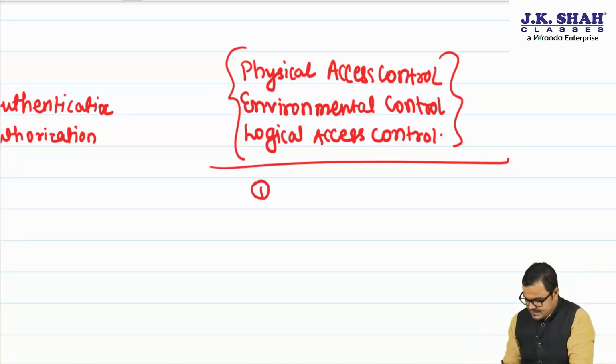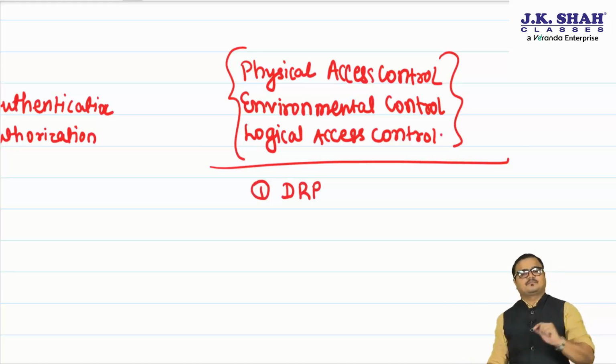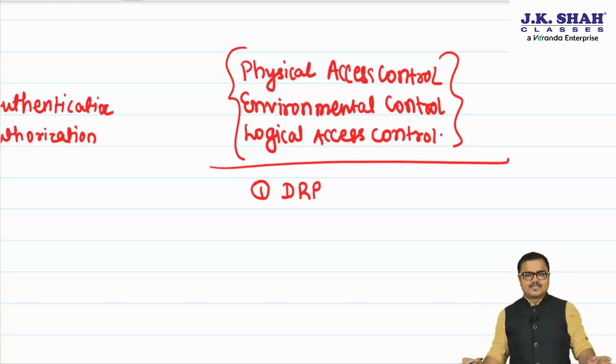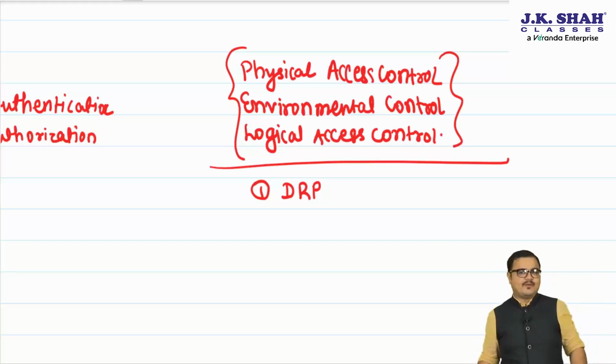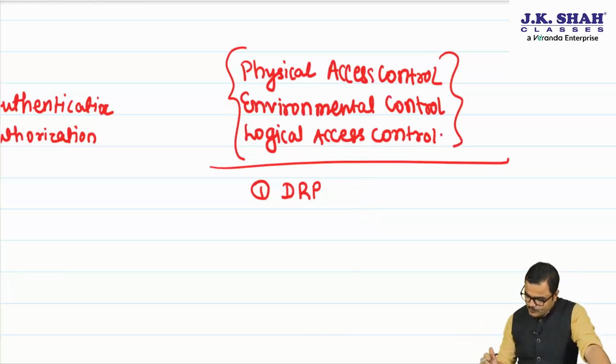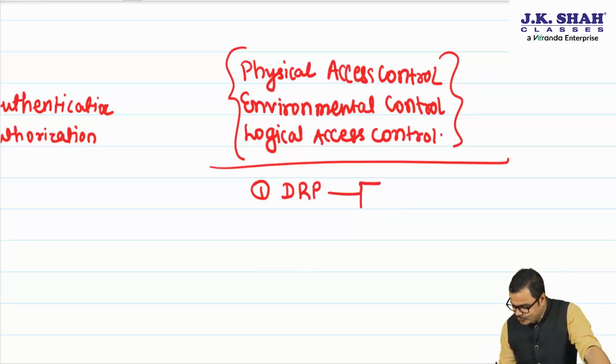First one is the disaster recovery plan, DRP. Whenever a disaster strikes an organization's information system, to recover from it we are supposed to have a DRP. Now, DRP basically comprises four major areas. How many major areas? Four. So, let us discuss these four areas.